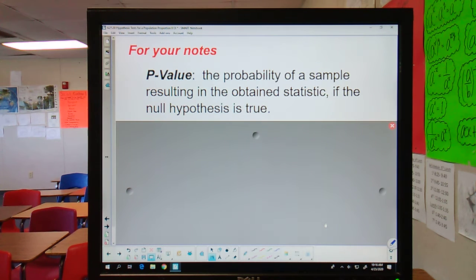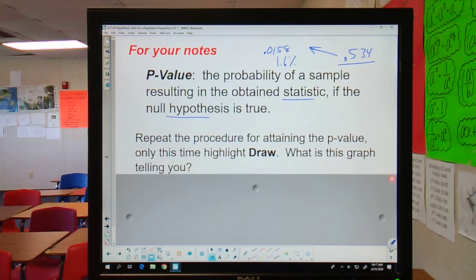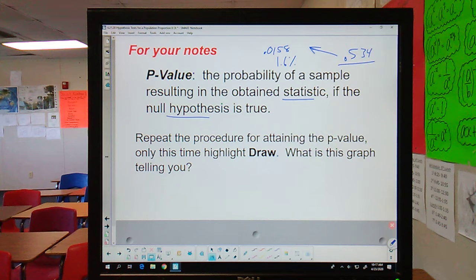For your notes, please pause the video. The p-value is the probability of a sample. What do we mean by that? Well, her sample was 0.534, the obtained result, the obtained statistic. In other words, 0.534 resulted in a p-value of 0.0158. Only 1.6% of the time will you survey 1,000 people and get 534 of them in favor, and that's only if the null hypothesis is true, if it's true in this case that 50% are in favor of this. All right, let's repeat the procedure for attaining the p-value, only this time you highlight Draw.